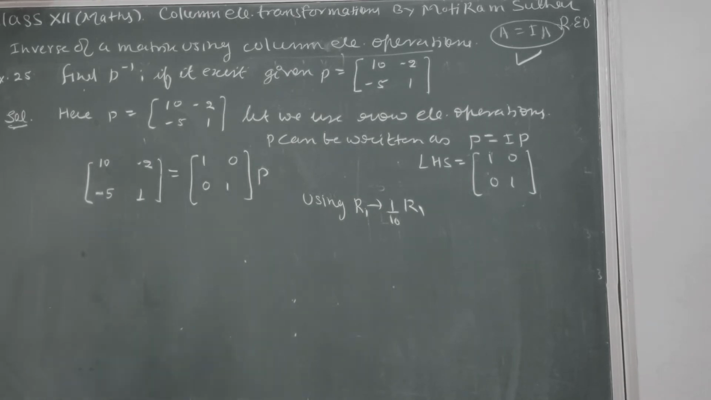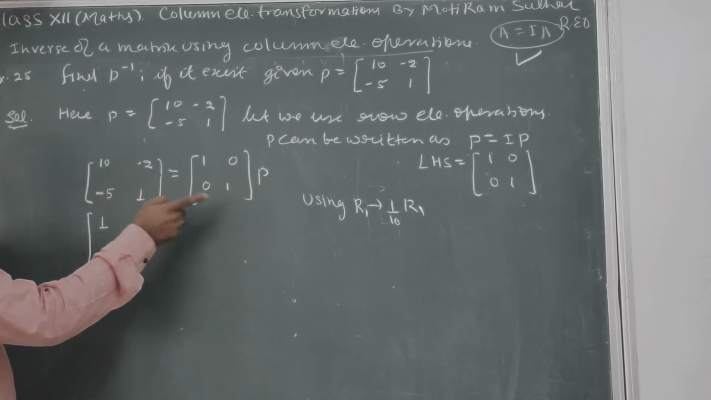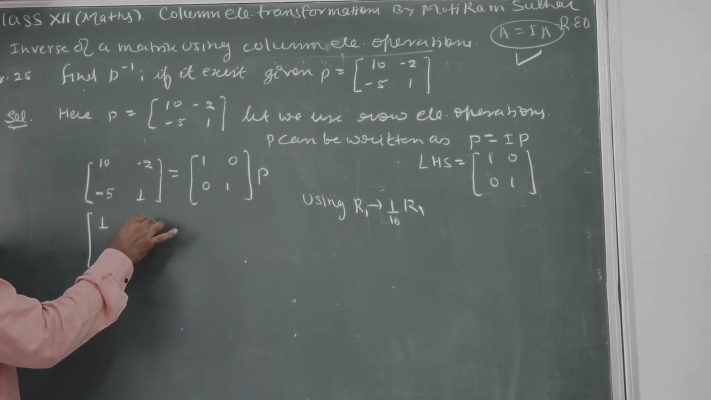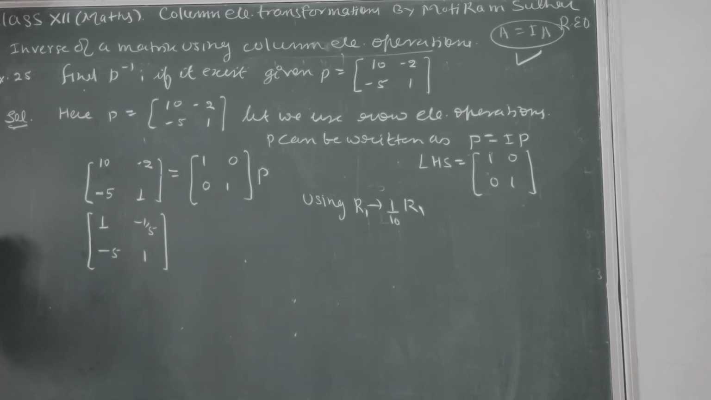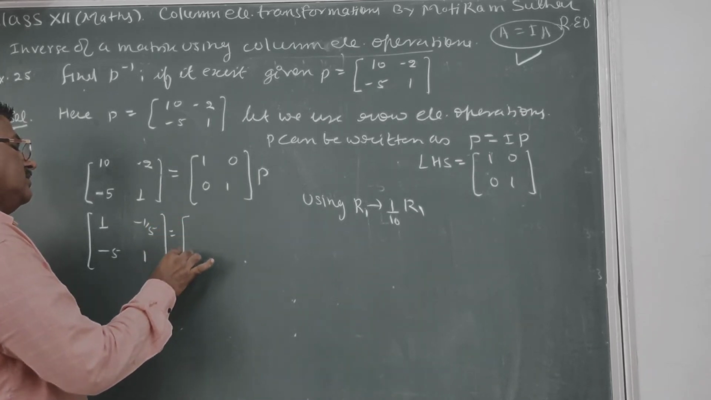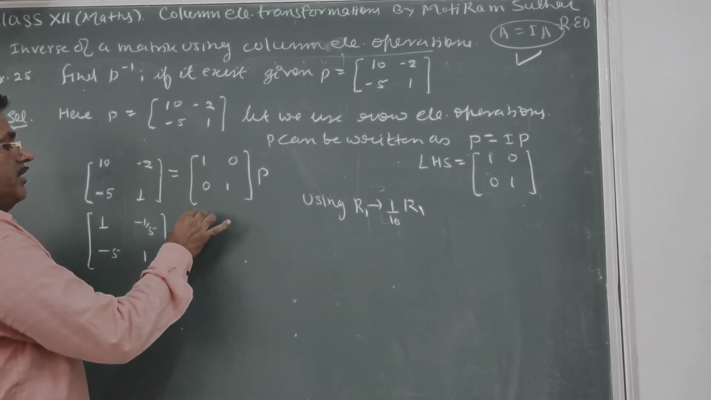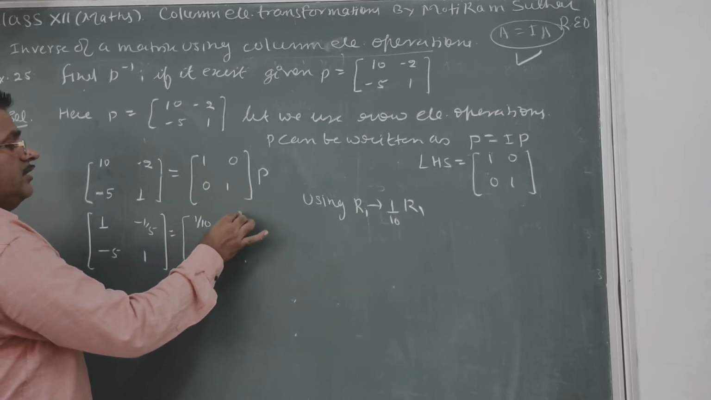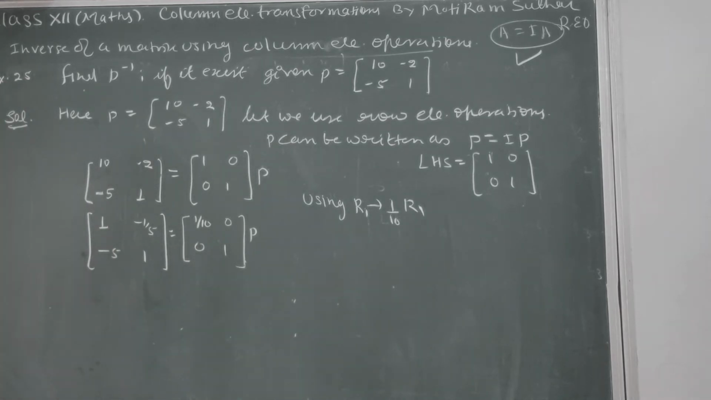So we can write here 10 divided by 10 is 1, minus 2 divided by 10, that is minus 1 by 5. Similarly on the right hand side, right hand side में भी फर्स्ट रो के अंदर ये लागू होगा. 1 divided by 10, 0 divided by 10. So this is the first rule we have to apply for the result. Clear?